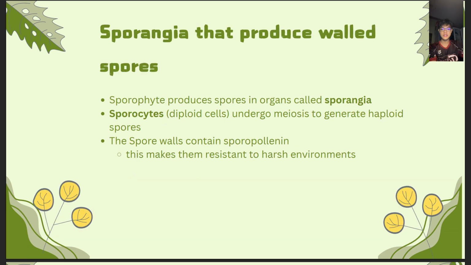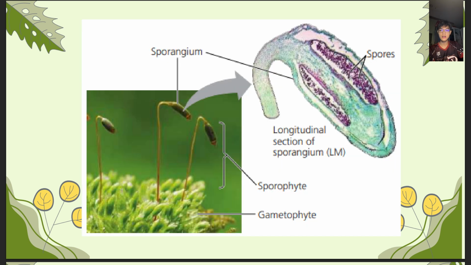The next key trait is sporangia that produce walled spores. The sporophyte stage has multicellular organs called sporangia. This is basically the organ that produces spores. Sporocytes, diploid cells, undergo meiosis to generate haploid spores. The spore walls contain sporopollenin, which we discussed earlier, and this makes them resistant to harsh environments. This is a cross-section of a sporophyte, or specifically a sporangium, and you can see spores inside.